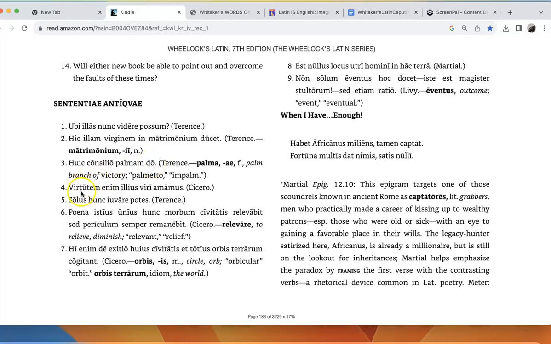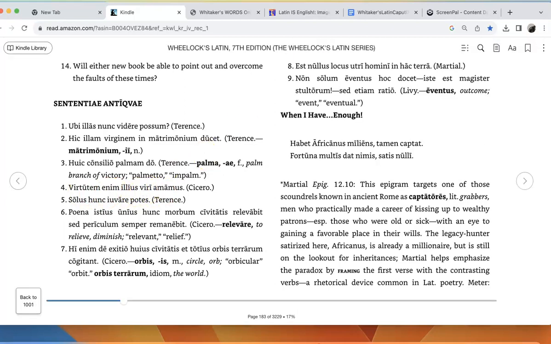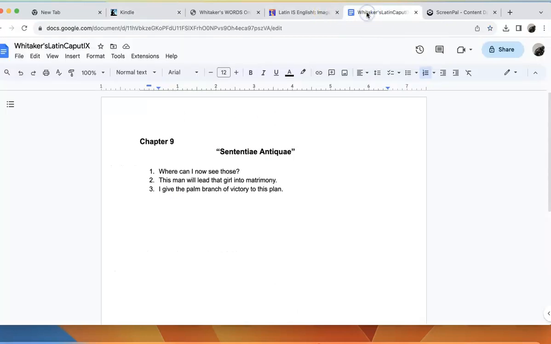All right, quatuor virtutem enum ilios viri amemus. So this is Cicero. So we love the virtue of that man. So let me write this out here, and then I'll try to explain it. For we love the, I could type here, virtue of that man.